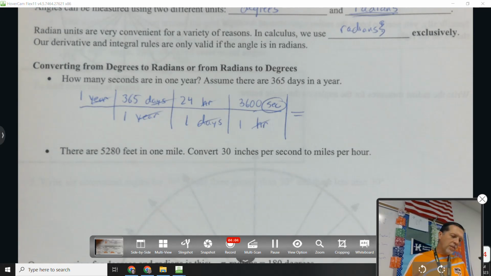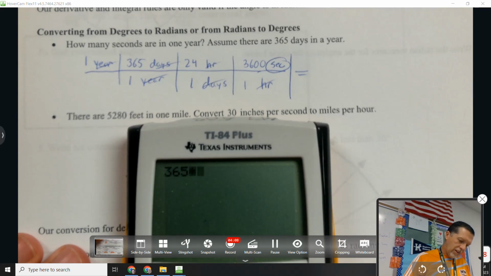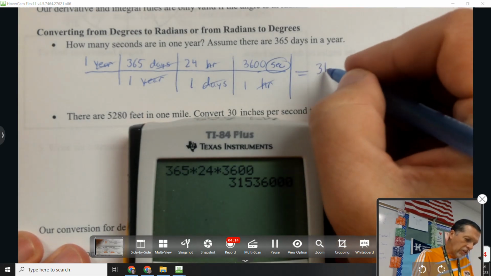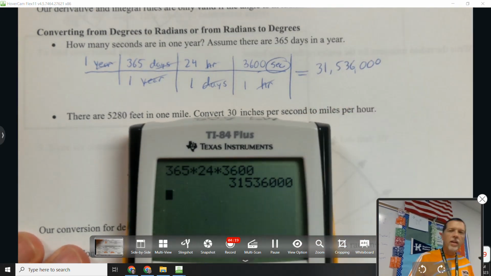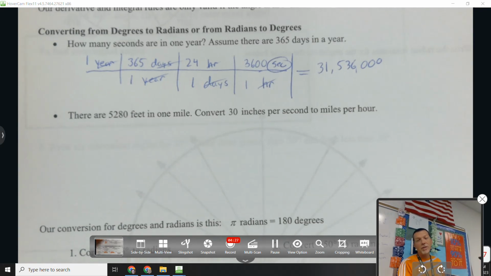And this test is going to be no calculator, but we're also not going to ask you to do 365 times 24 times 3600. That's a lot of seconds in a year. 31,536,000. But we did that example to say that it's going to be the same thing with degrees and radians. It's going to be easier.